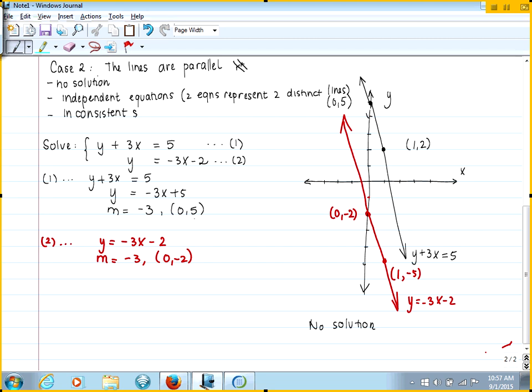Now, how about the system? Consistent or inconsistent? Inconsistent. Why is it inconsistent? Well, because you don't have any solution, right? That's done. So the equations are independent, and the system is inconsistent. It's called inconsistent because the system has no solution. The equations are called independent. Why are the equations called independent? Yeah, you have two equations and those two lines are different. Yeah, they're distinct. All right.